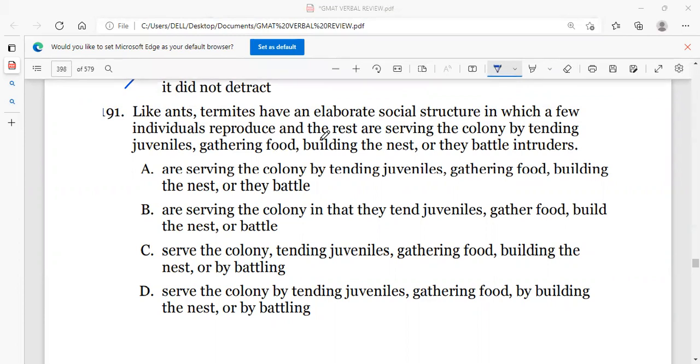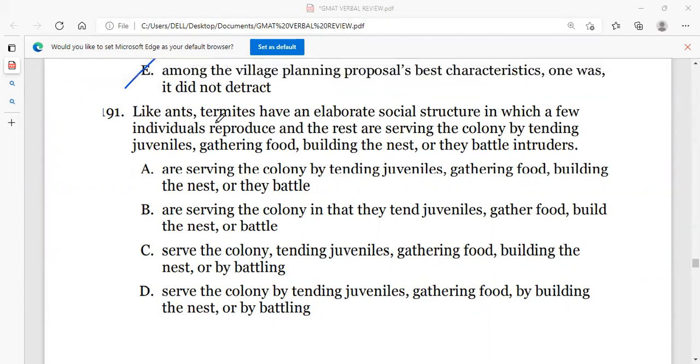Just the meaning analysis for the sentence. See, like ants, termites have an elaborate social structure. So there's a comparison with that of the ants. So like ants, termites have an elaborate social structure in which a few individuals reproduce and the rest are serving the colony by. So there are two things that we're talking about in the social structure. One, there are a few who reproduce, and the other, they do some other functions. What are they? Serving the colony by tending juveniles, gathering food, building a nest, or they battle intruders.